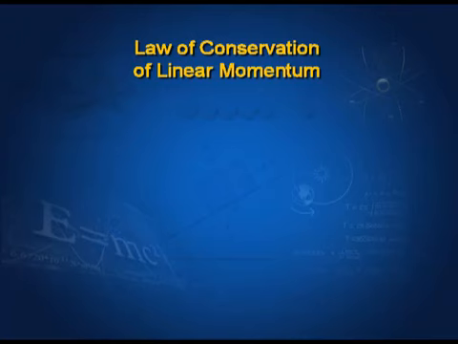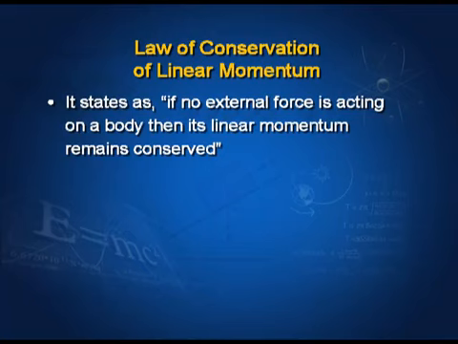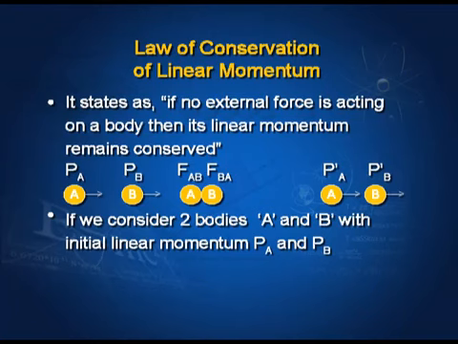Law of conservation of linear momentum. It states that if no external force is acting on a body, then its linear momentum remains conserved. Let us say we have two objects A and B, their masses are m1 and m2, and they are moving with velocities. So, the initial linear momentum of A is Pa and the initial linear momentum of B is Pb.